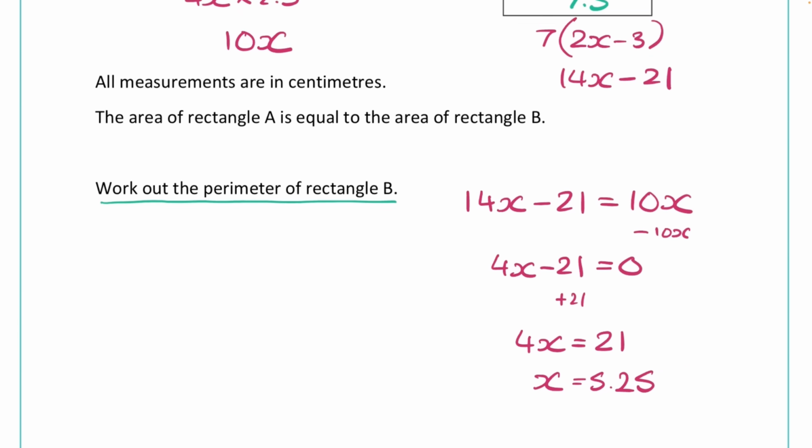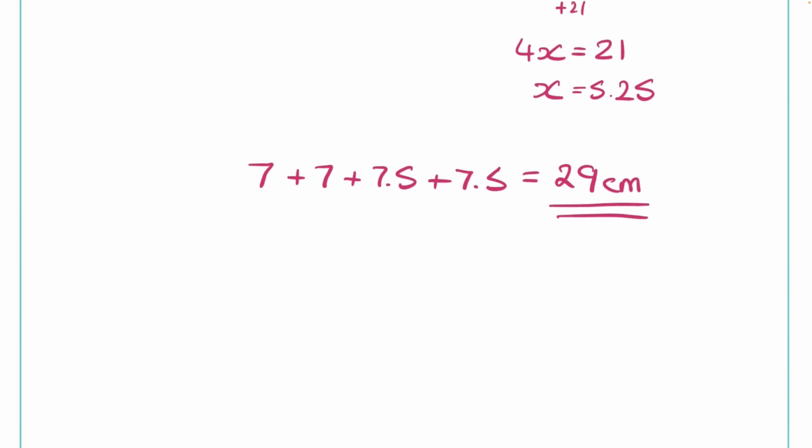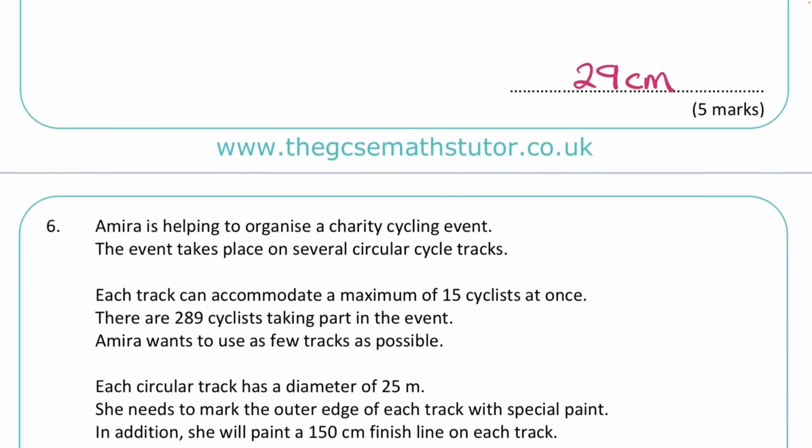I can now add those all together, so 7, add 7, add 7.5, add 7.5, and that adds up in total to 29. And it did say it was all in centimetres, so 29 centimetres is the final answer. On the dotted line, we've got no centimetres there, so we want to write the units, 29 centimetres. Okay, on to our next one.